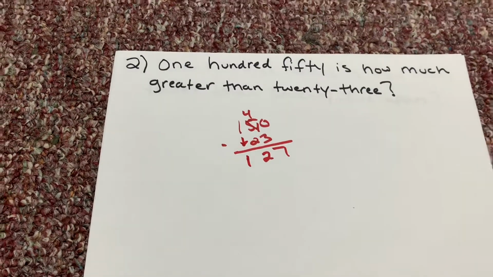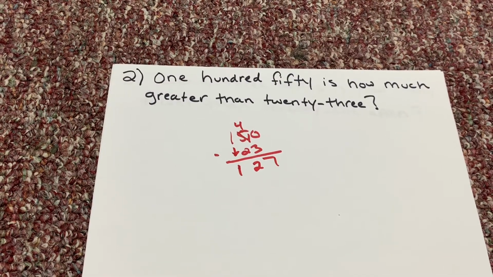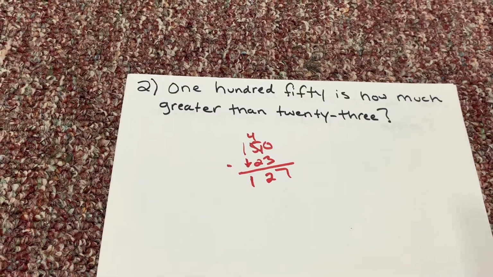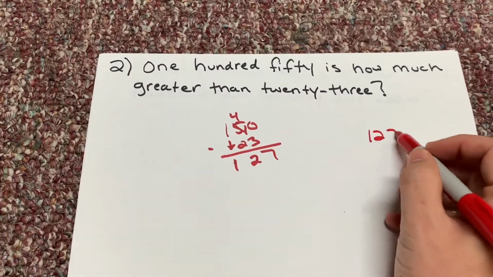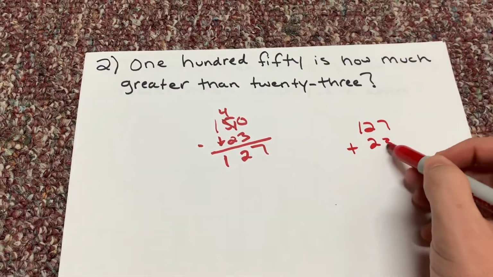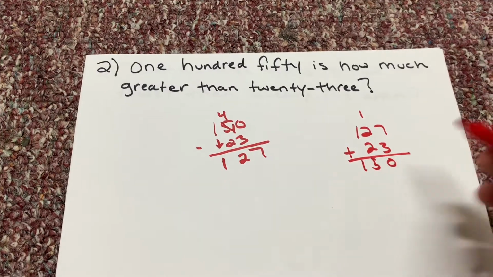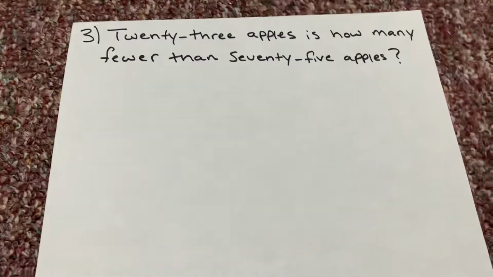So it asks us how much greater 150 is than 23. It's 127 greater than 23, because we know that, again, 127 plus 23 does in fact give us 150.